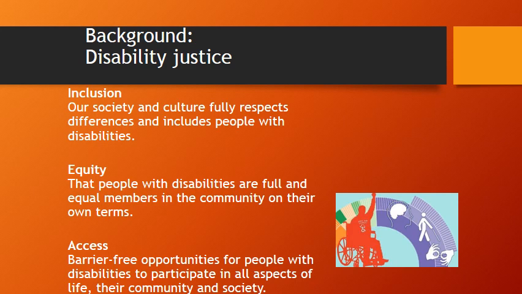And access, barrier-free opportunities. If we're thinking about that social model, right? Like that's where the disability comes in for people with disabilities to participate in all aspects of life, their community, and their society. So in this, when we're looking at social model, disability becomes a political term, right? It becomes a term that's looking at power of how the society creates this disabling of people.